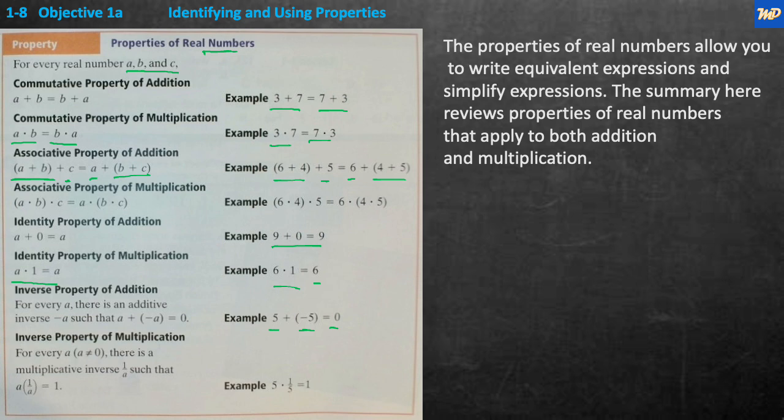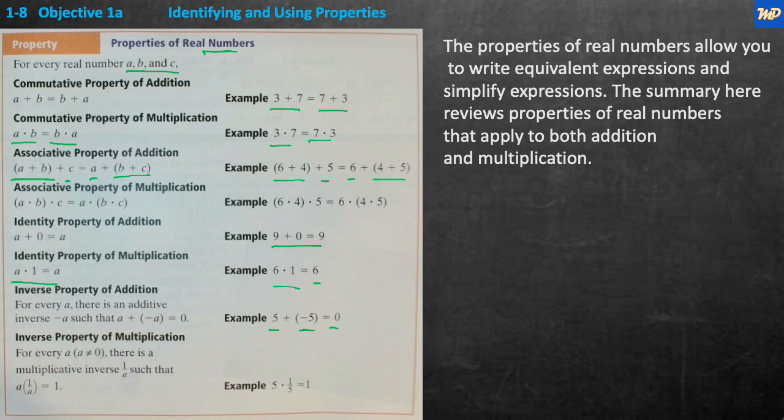How about the inverse property for multiplication? For every A, where A is not equal to 0. That's important here because we're going to be getting some division going on. So when we get to these properties of multiplication, we have to start worrying about zeros. But still, for every A where A is not equal to 0, there is a multiplicative inverse, 1 over A.